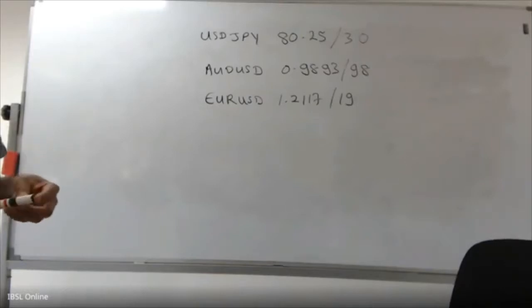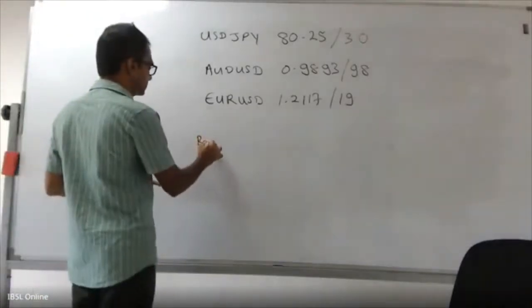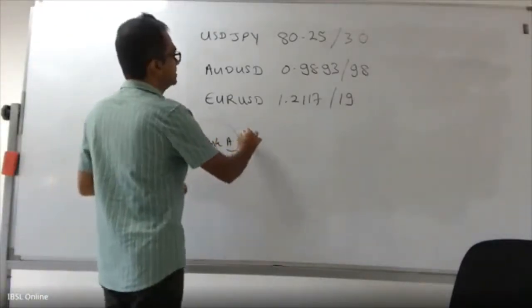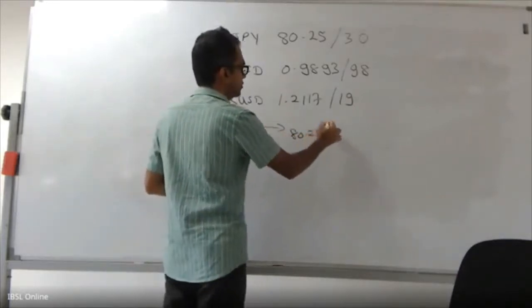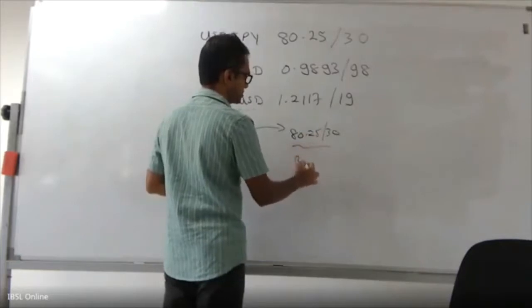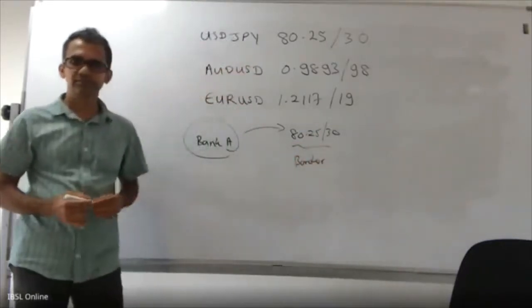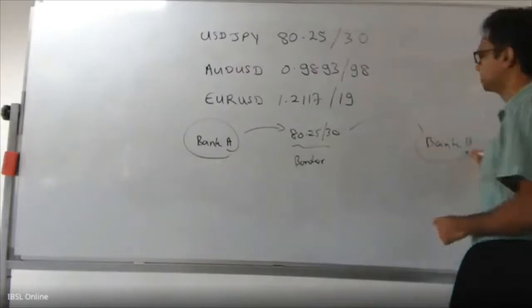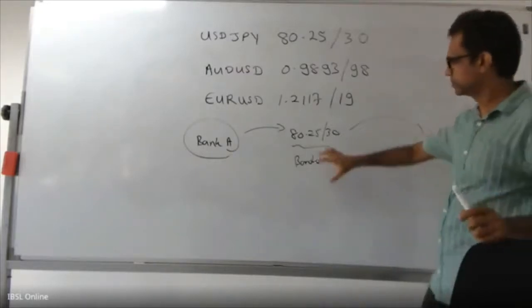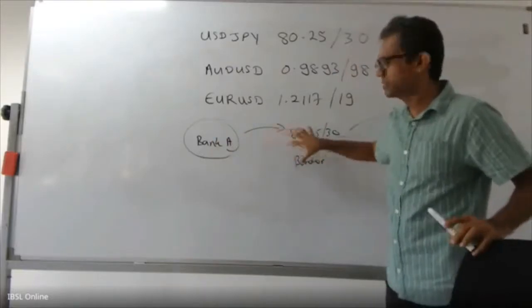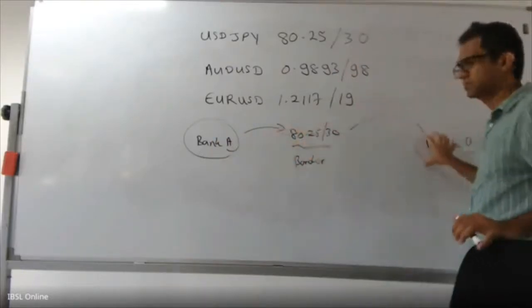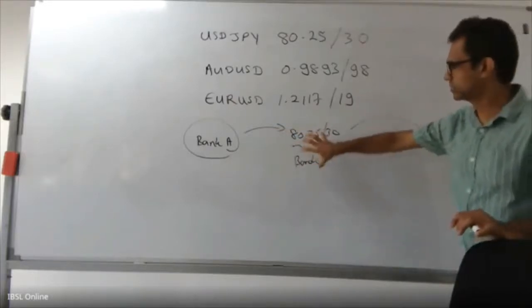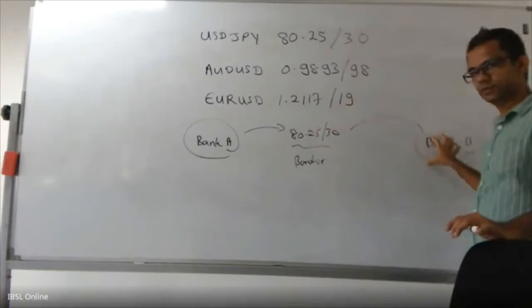The money broker you can consider as a market taker, but meantime he becomes the market maker as well. So if bank A provides this quote, say 80.25, 30, to the broker, broker will show that same thing to bank B. So in this, broker is acting like a market taker, but in this, broker is acting like a market maker because the broker is showing that same quote to bank B.